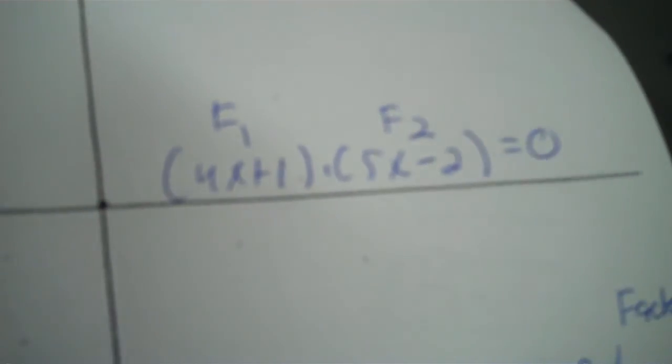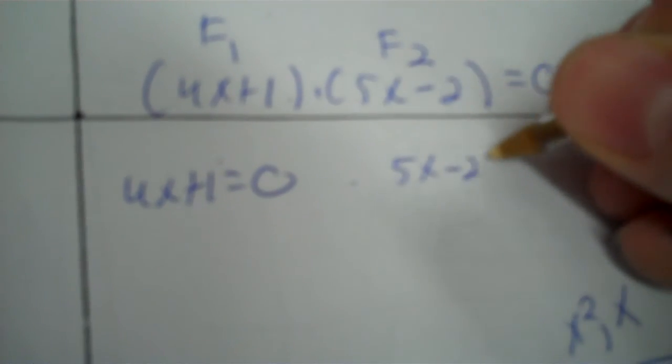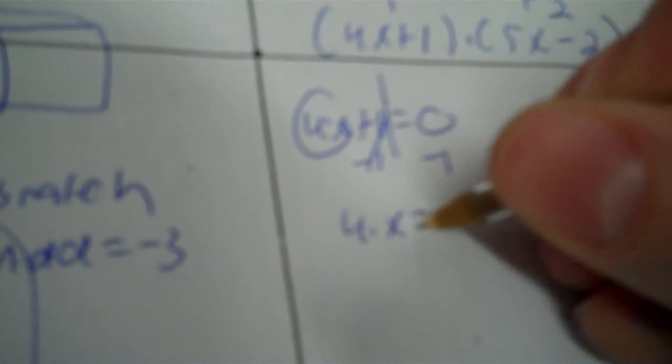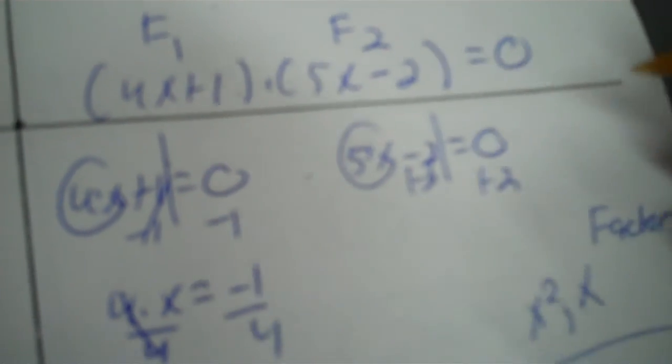F1, F2. So 4x plus 1 could equal 0. 5x minus 2 could equal 0. So get rid of plus 1 with a minus 1. That's going to be negative 1. Divide by 4. Negative 1 divided by 4 is negative 0.25. Or you can go second PRB and negative 1/4. It would stay. Then plus 2, that's going to be 2. 2 divided by 5 is a decimal. Second PRB would be 2/5.